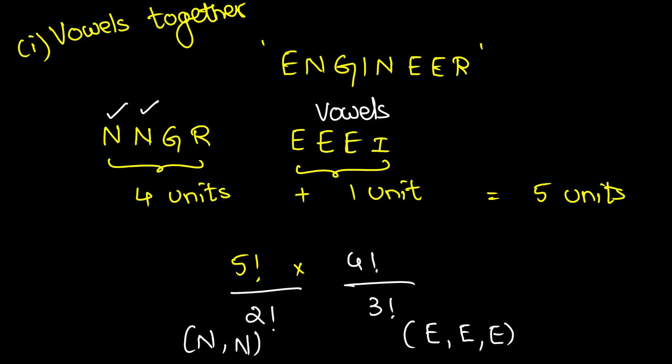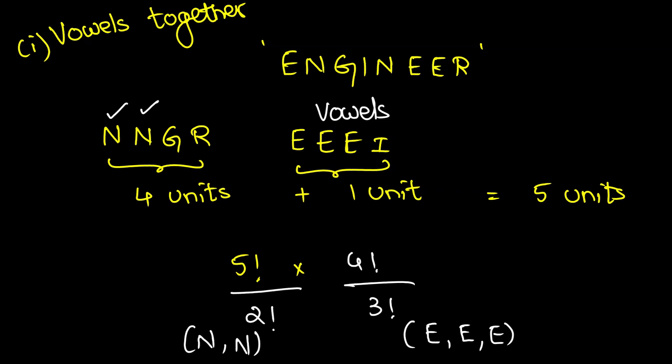Now without using pen and paper, by seeing the question, if consonants are together, what should be your answer? No need of pen and paper. See the question. Same question, consonants together. 5 factorial into 4 factorial divided by 3 factorial. Same answer only will come. Why, sir? Because vowels and consonants both are 4 and 4 only.